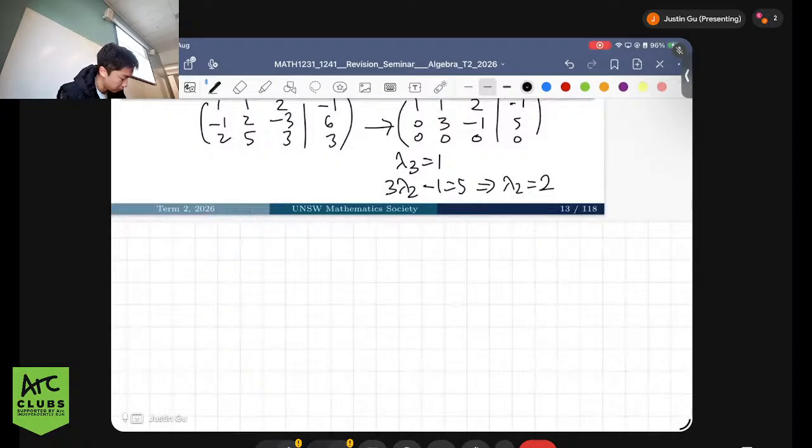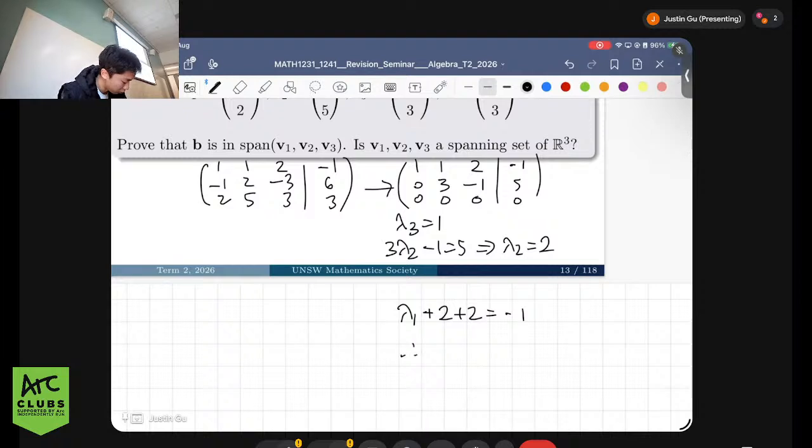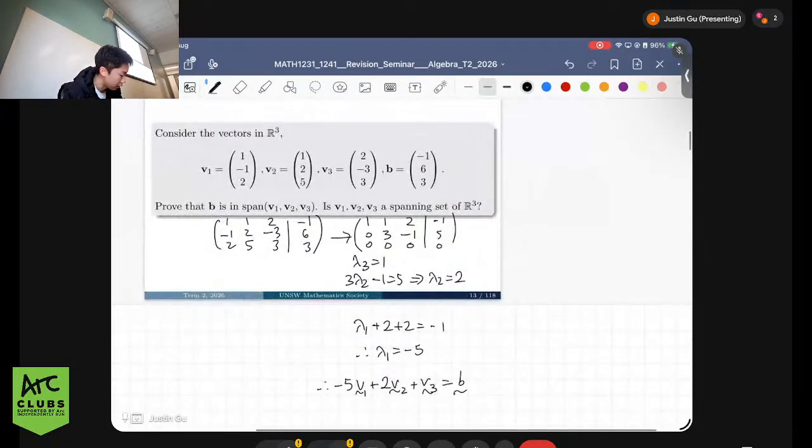And then we have lambda 1 plus 2 plus 2 equals minus 1, so therefore lambda 1 equals minus 5. So therefore we can say that minus 5 v1 plus 2 v2 plus v3 equals the vector b. So I guess part A is just that b is in fact in the span of v1, v2, v3.